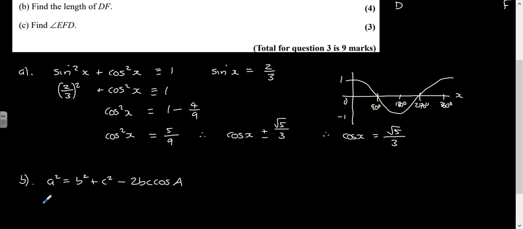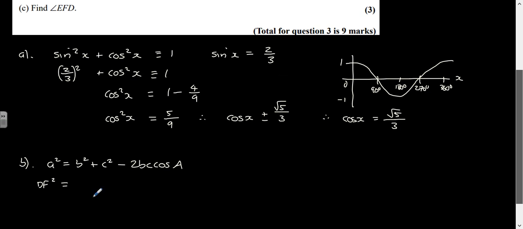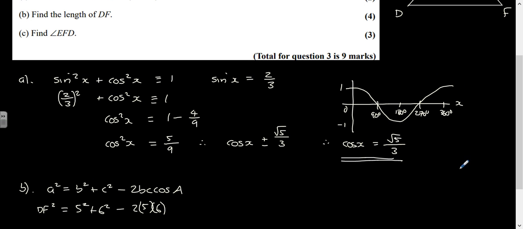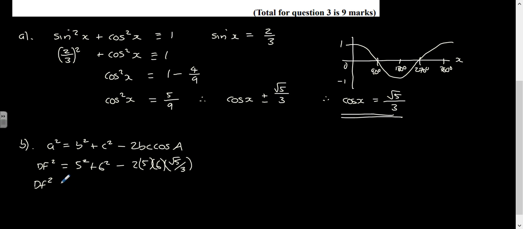So we're going to say that our length DF squared is going to be given by the other two sides squared and added. So 5 squared plus 6 squared minus 2 times 5 times 6 multiplied by cos of the angle in between them, which is what we worked out in the first part of the question. So cos A is our root 5 over 3. And again, we'll just plug this into a calculator and we'll see what we come out with. So we've got 5 squared plus 6 squared minus 2 times 5 times 6 multiplied by root 5 over 3.